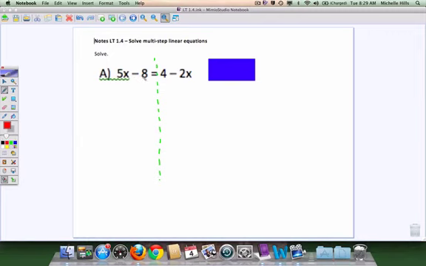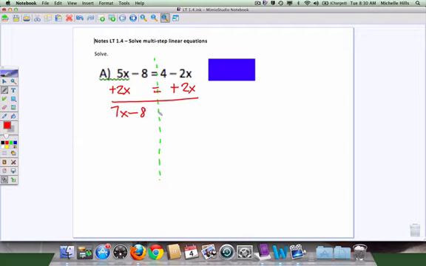Because I have both variables and constants on both sides of the equation, I'm going to choose to move my variable to the left. So I don't want this minus 2x on the right side of the equation. The way I'm going to undo a minus 2x is to add 2x. Now the addition property of equality says I can do that and keep this equation in balance as long as I also add 2x to the left side of the equation. So I end up with 7x minus 8 equals 4. Now I don't want this minus 8 constant on the left, so I'm going to add 8 to both sides of the equation.